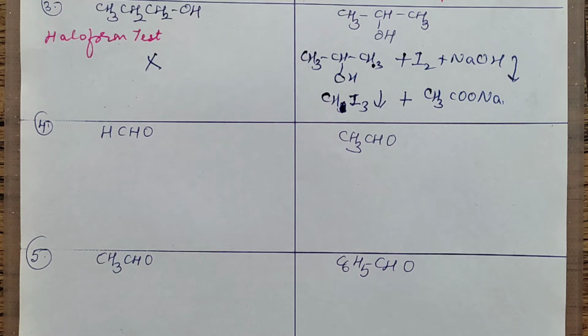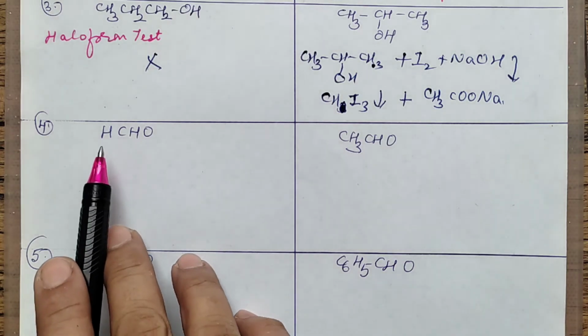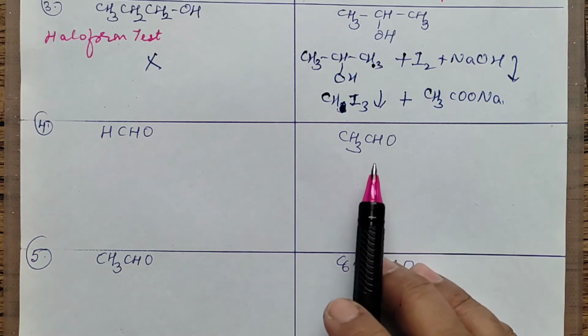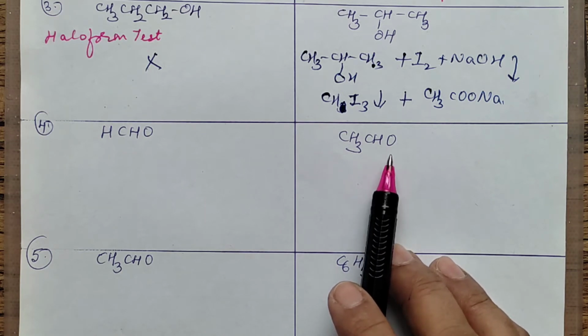Fine. Now the next one, this is formaldehyde, this one is acetaldehyde, both are aldehydes. Okay, so this one can give a haloform test. Why?